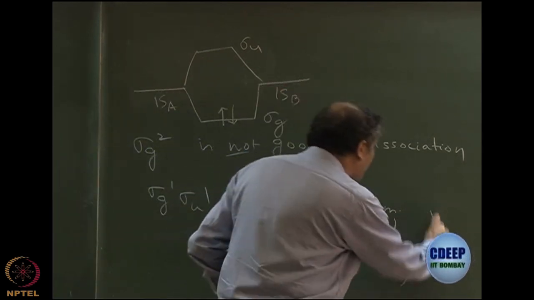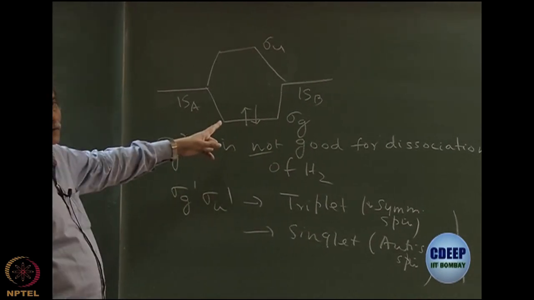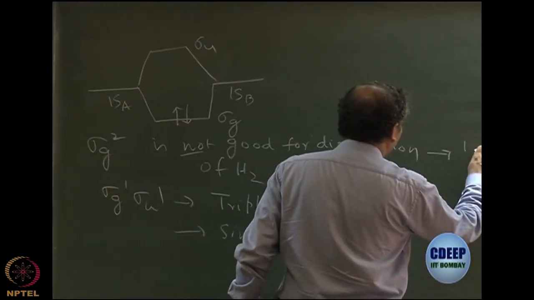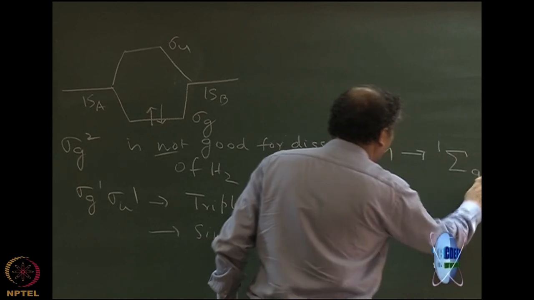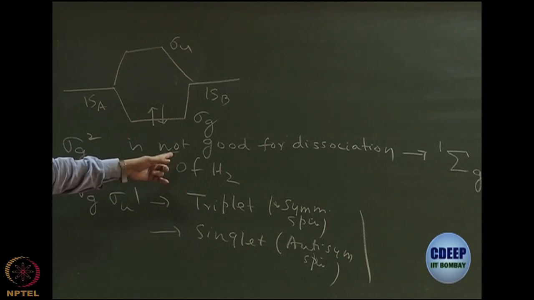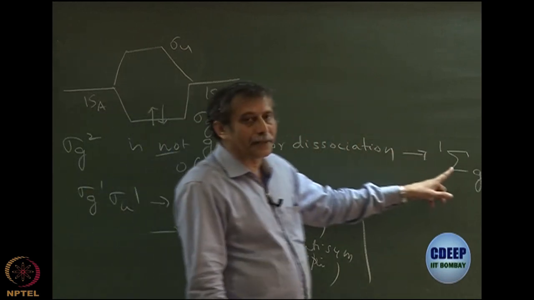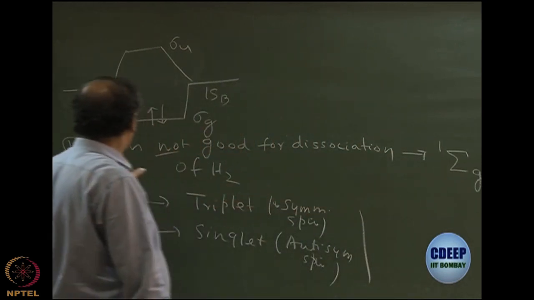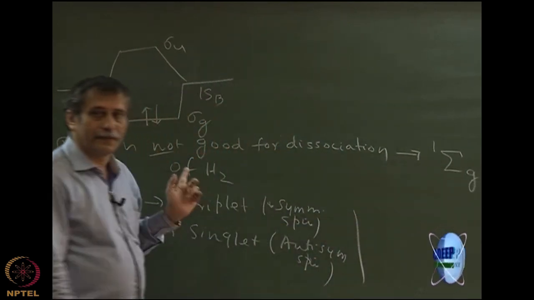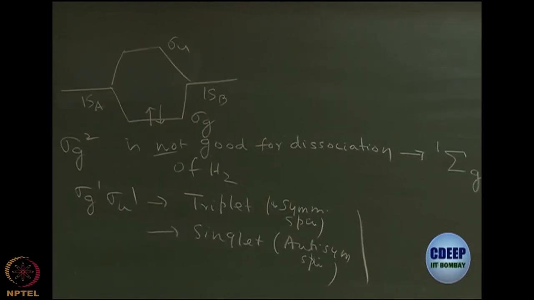But this determinant again is not allowed, because if you see what is this surface that we are looking at, what is sigma G square symmetry? What is the symmetry of sigma G square? Singlet, capital sigma, G, right? I hope all of you know how to write molecular term symbols. So, if I have sigma G square, I have sigma into sigma, that gives you capital sigma state. I have 2 electrons in G, G into G, that gives you gerade, and of course, it is a singlet. So, it is called singlet sigma G state. So, I am actually interested in a singlet sigma G state.